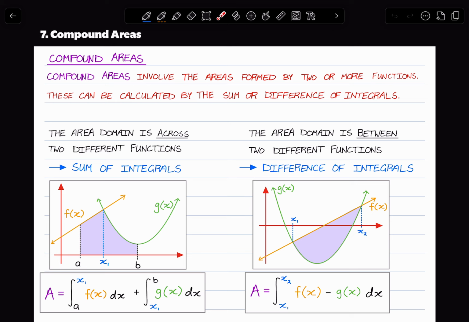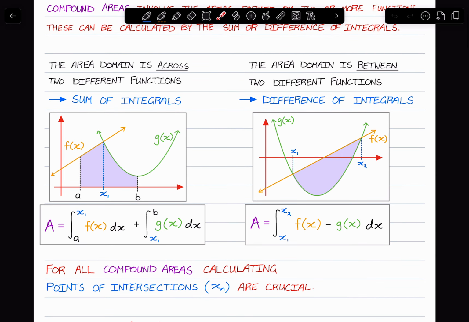Hello class, this is a video tutorial on compound areas. Compound areas involve the areas formed by two or more functions. These can be calculated by the sum or difference of integrals. To summarize when to use the sum or the difference, it's as follows.